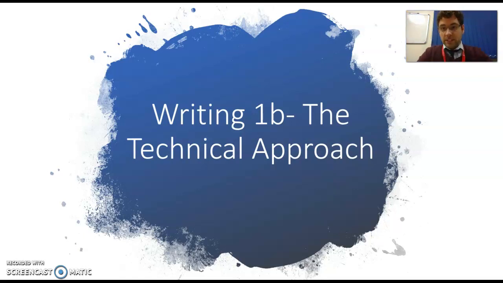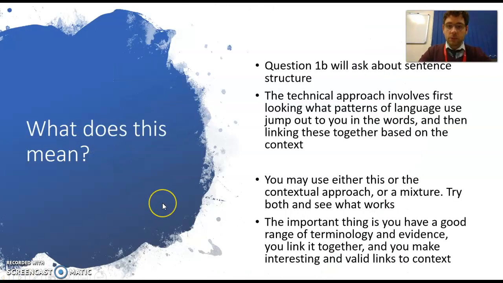And now we want to look at the technical approach. So how do you answer 1A and 1B if you are starting with the actual features that you notice? So this 1B, if you want to look at the technical approach. Okay, so remember 1B is sentence structure. That's what it asks about. Clauses, phrases, syntax is fine, active and passive voice is fine, modals are fine for it, sentence types and functions are absolutely fine for it, infinitives, gerunds, participles are all fine for 1B.